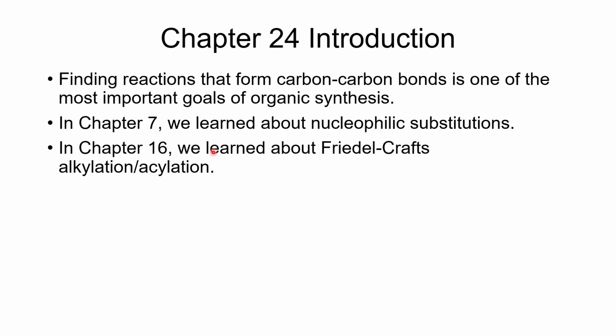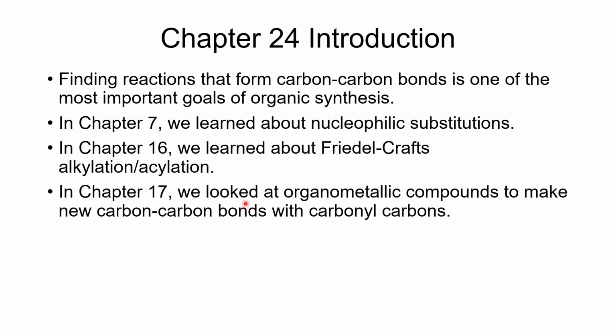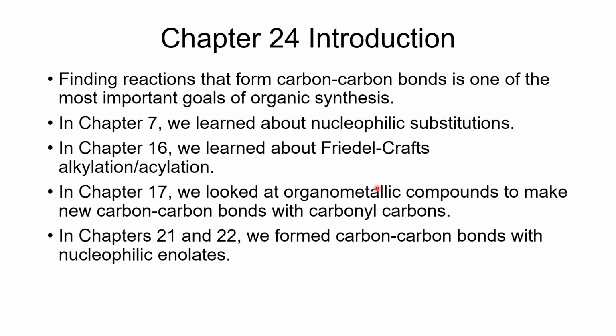In chapter 16, we learned about doing Friedel-Crafts alkylation and acylation. So that's where we made new bonds with aromatic rings between a carbon and an aromatic ring. In chapter 17, we looked at organometallic compounds to make new carbon-carbon bonds. That included the Grignard reagent, an organolithium reagent, and the organocuprates. In chapters 21 and 22, we looked at some carbon-carbon bond-forming reactions with nucleophilic enolates. So we made reactions with the alpha carbon.